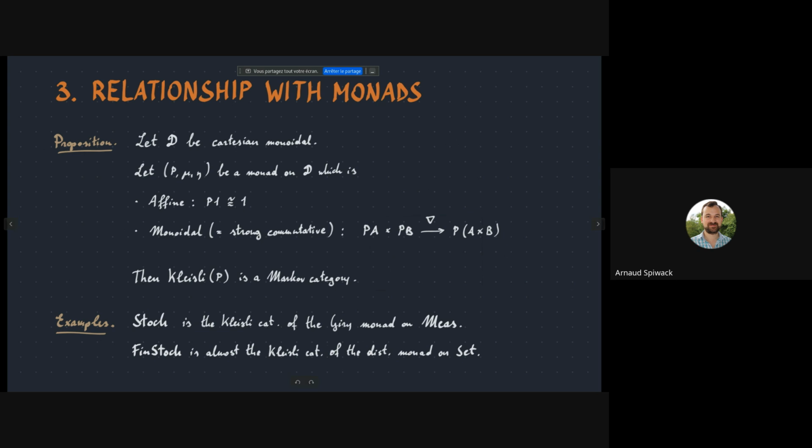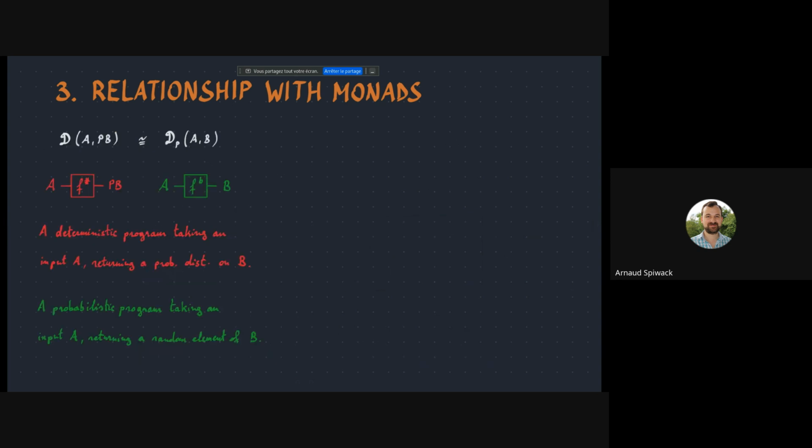Thin stock is almost the Kleisli category of the distribution monad. It's a subcategory because thin stock has objects as finite sets, and P of a finite set is not finite. But you can find a very minor generalization that makes the statement true. All right, so we have an adjunction.